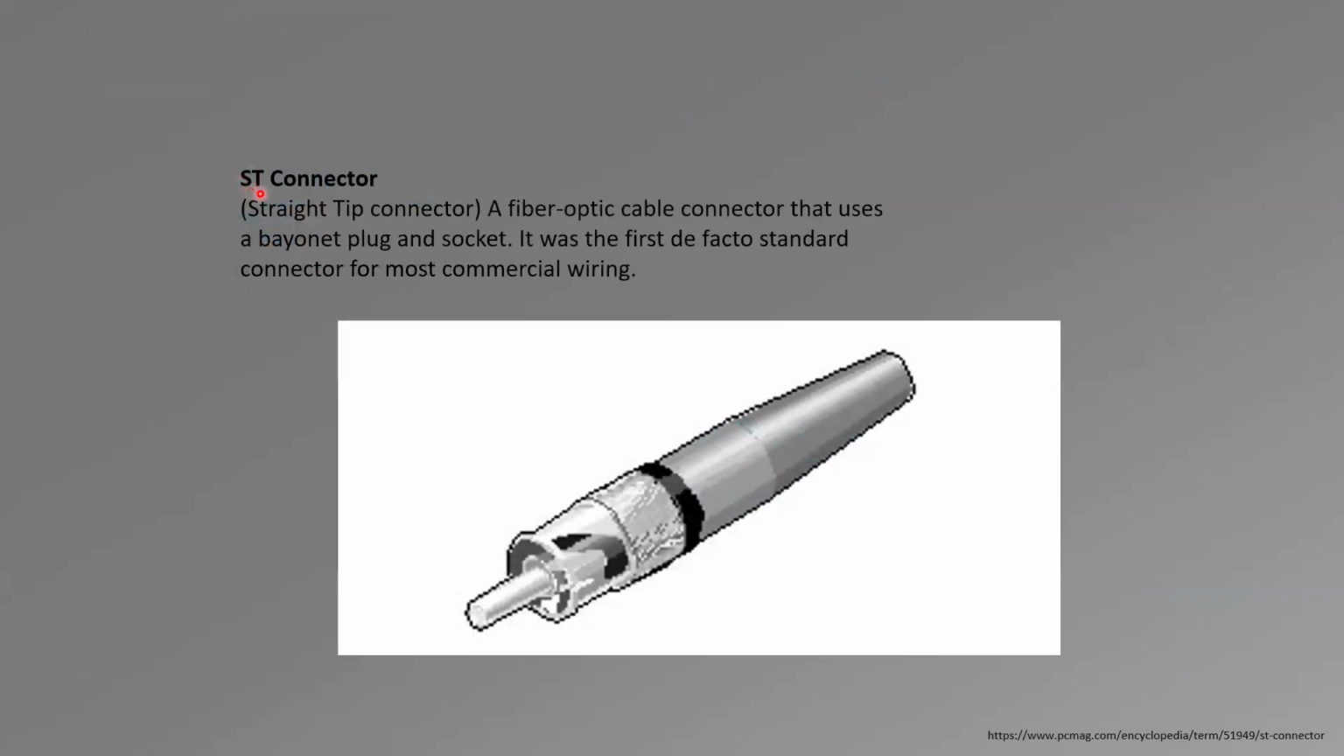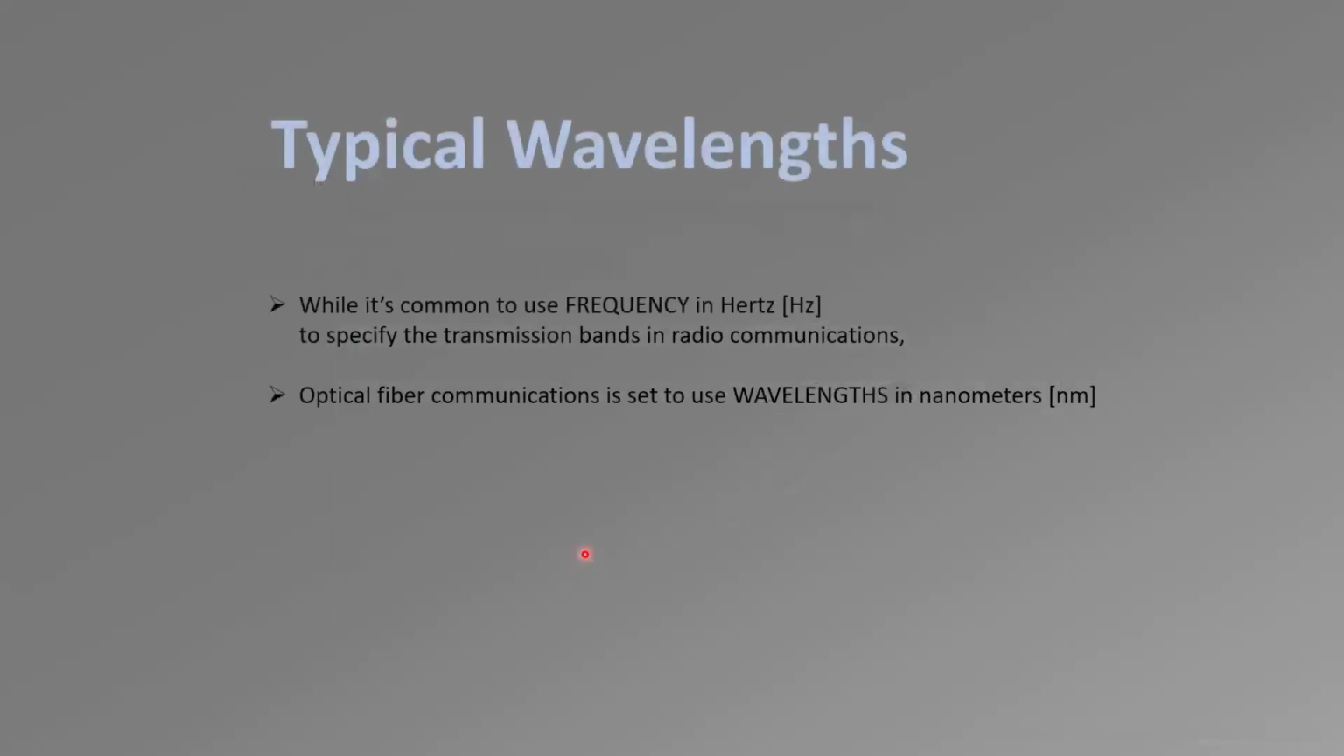This is the old ST connector that looks old. It looks like the BNC connector that you use for your oscilloscope probes. Similar, the way it looks. Now, let's talk about the wavelengths before we go.